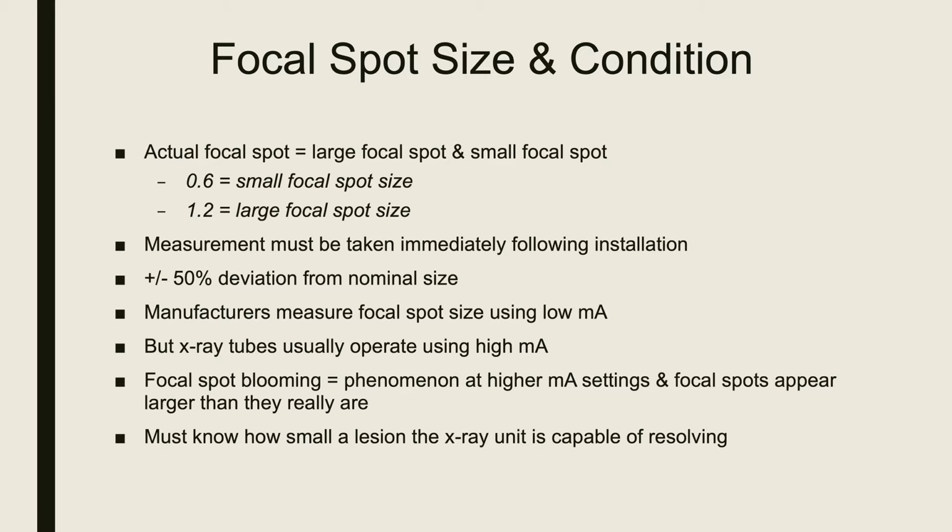But look at how large the deviation is. It's plus or minus 50%. That's because when the manufacturers measure the focal spot, they use a low mA, but we operate our X-ray tubes at a high mA. So there's what's called focal spot blooming, which is a phenomenon that happens when you're setting a technique at a higher mA.